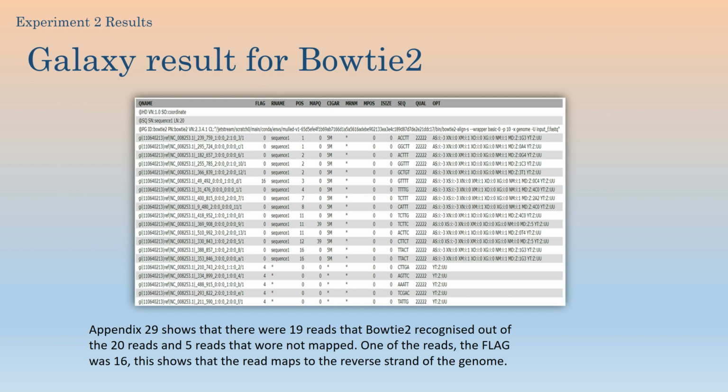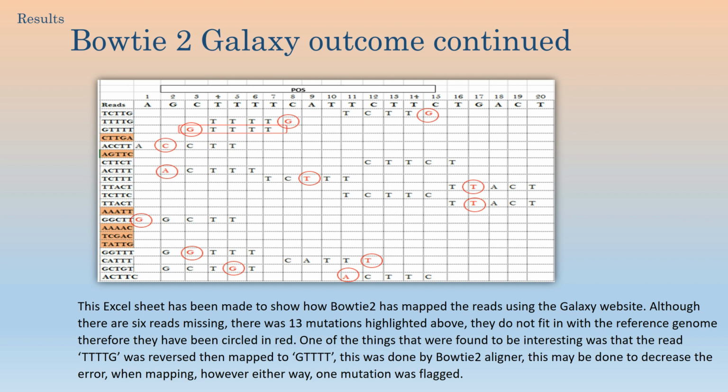So these are the Galaxy results for Bowtie 2 after it's been executed. This will then show what the results are now. It shows that there were 19 reads that Bowtie 2 recognized out of the 20, and 5 reads were not mapped. On the reads, the flag was 16. This shows that the read mapped to the reverse strand of the genome. The Bowtie 2 Galaxy outcome.